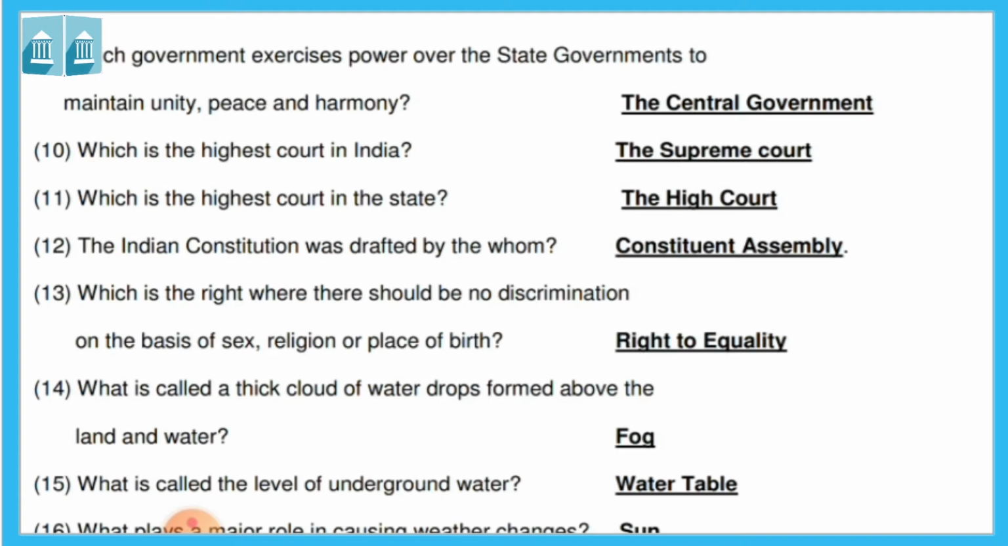So what is fog? We can't see when fog is there. Fog is a thick cloud of water drops formed above the land and water. If we try to touch the fog, then we feel something heavy in our hand, right? Our hands get a little wet and we feel moisture. So fog is a thick cloud made of water drops. That is called fog.